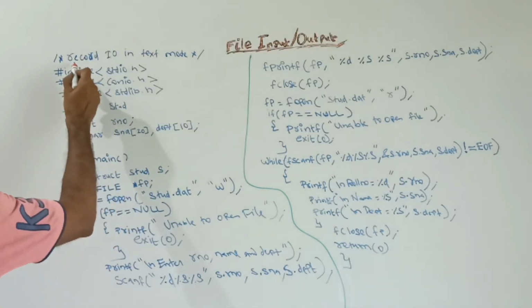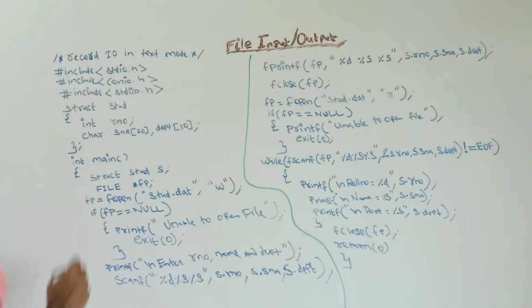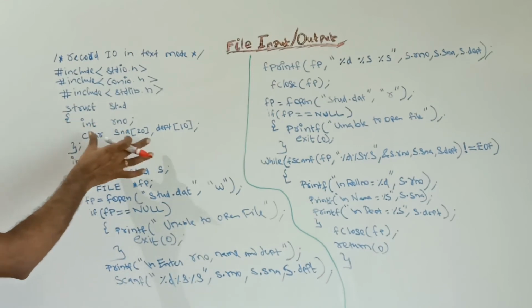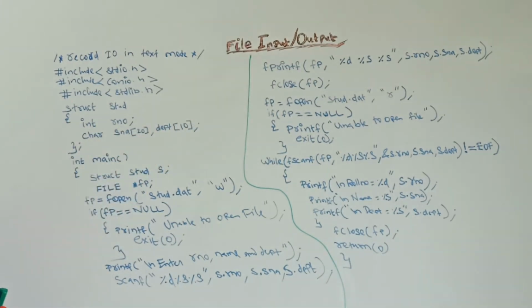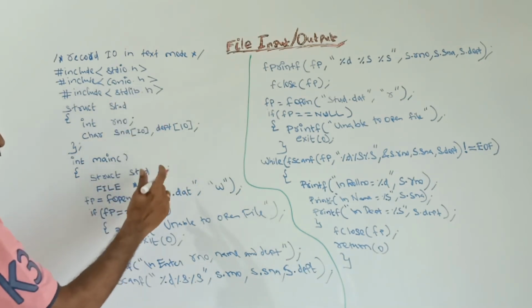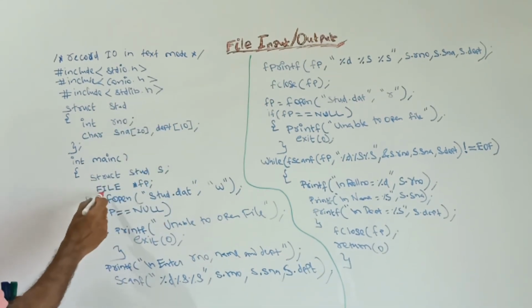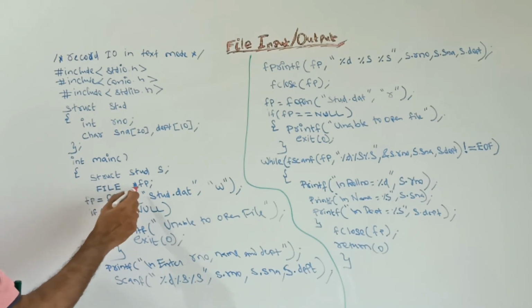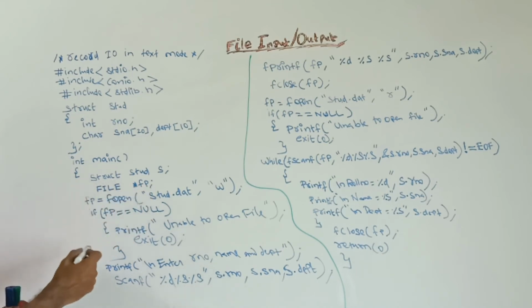This program is used to store a record in text mode. See the structure here, with 3 members: roll number, name and department. In the main program I created the structure variable named s. Next I created the file pointer fp.